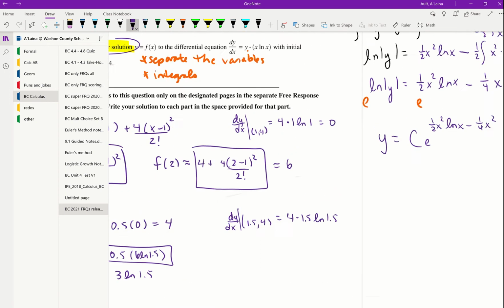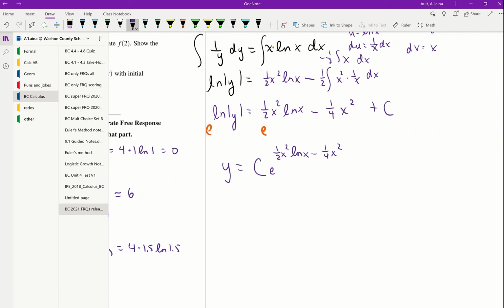Okay, the initial condition is (1, 4). So I'll put in 4 for y and 1 in for x. So this is 1/2 times 1 squared times the natural log of 1, which is 0, minus 1/4 times 1 squared. So this is 4 is equal to C e to the... Let's see, this all zeroes out.